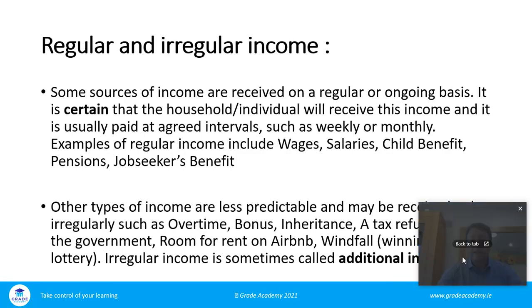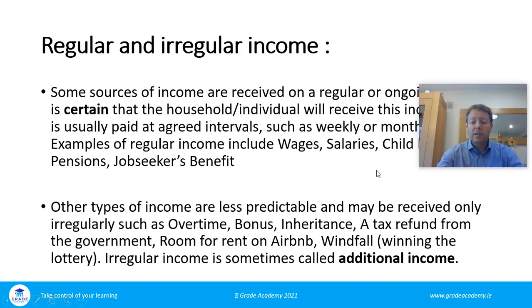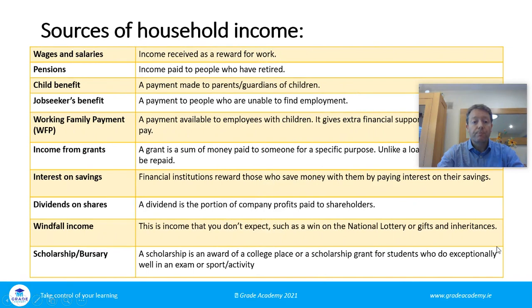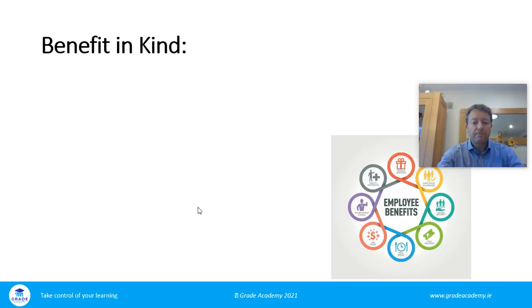Other types of income are less predictable and may be received only at irregular times, such as overtime, bonus, inheritance, or a tax refund from the government, room for rent on Airbnb, a windfall, for example, winning the lottery. Irregular income is sometimes called additional income. So, I've made a table here of sources of household income. On the left is the type, and then explained in more detail on the right hand side. So take some time to read this and familiarise yourself with the words and the definitions.